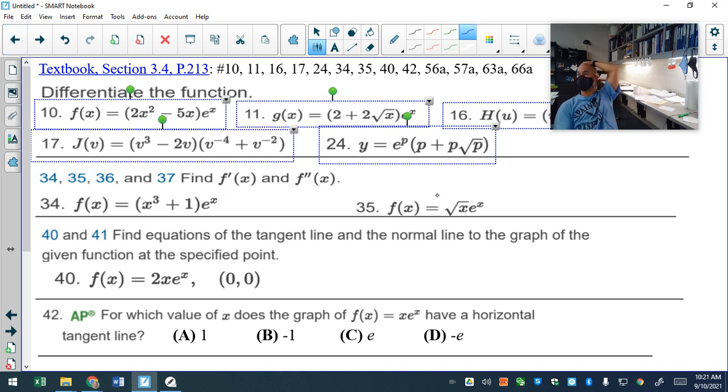Okay, so now 34 and 35 are asking for not just the first derivative, but also the second derivative. So you have to do the derivative, then the derivative of the derivative. And so if you haven't tried those yet, I'm going to give you a minute. I want you to try those. And then after you have a minute to do 34, I'll show you how I would do 34.